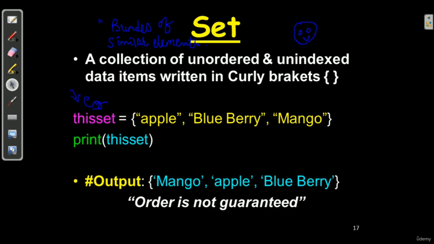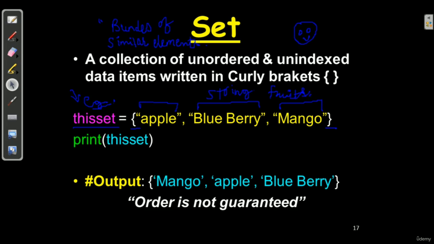Let's see. This set, we have written set equals, we used the curly brackets and then we have used the strings apple, blueberry and mango. As you can see, these three are strings. And the most important thing, these all three are fruits. So we actually create and try to put the same or similar data items in the set.